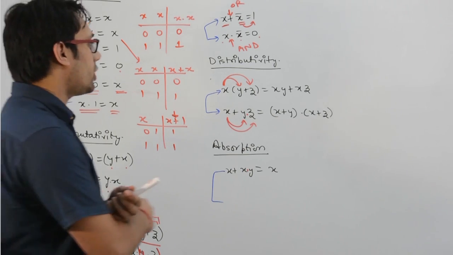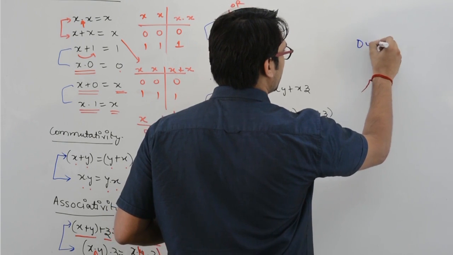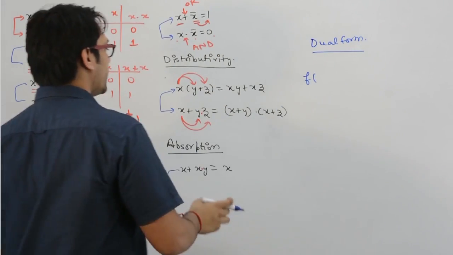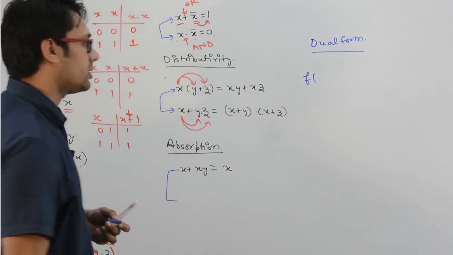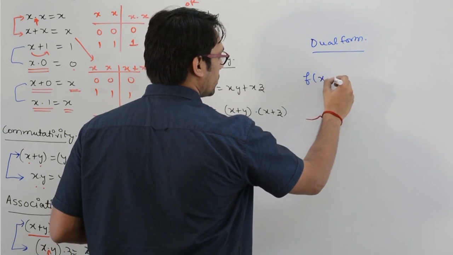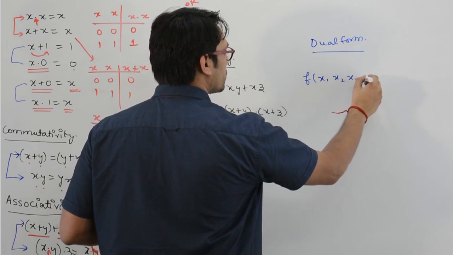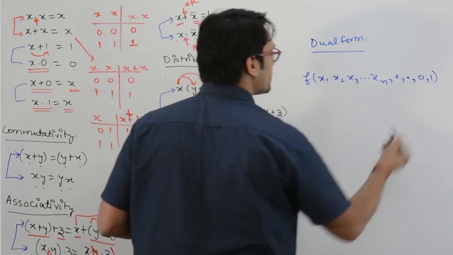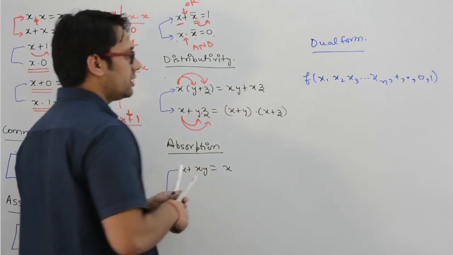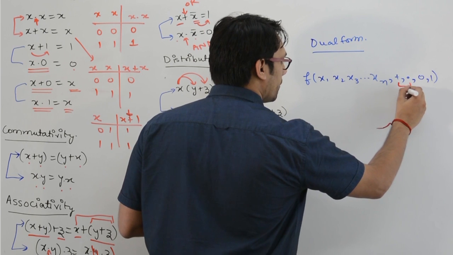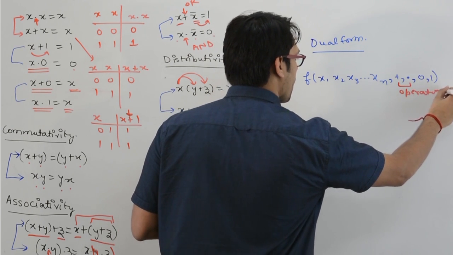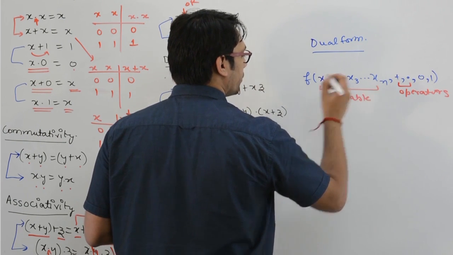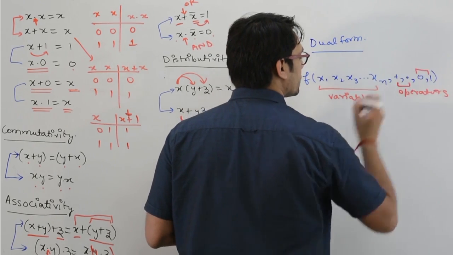What is a dual form? Dual form of an expression, when I'm saying a dual form, it means if we have a function, or you can say an expression can be represented using a function, and we have some variables. Assume the variables can be x1, x2, x3 up to so on xn. We have plus and dot as operators, and 0 and 1 as constants. These are the variables. Here in this case, these are Boolean variables, and these are the constants, right?